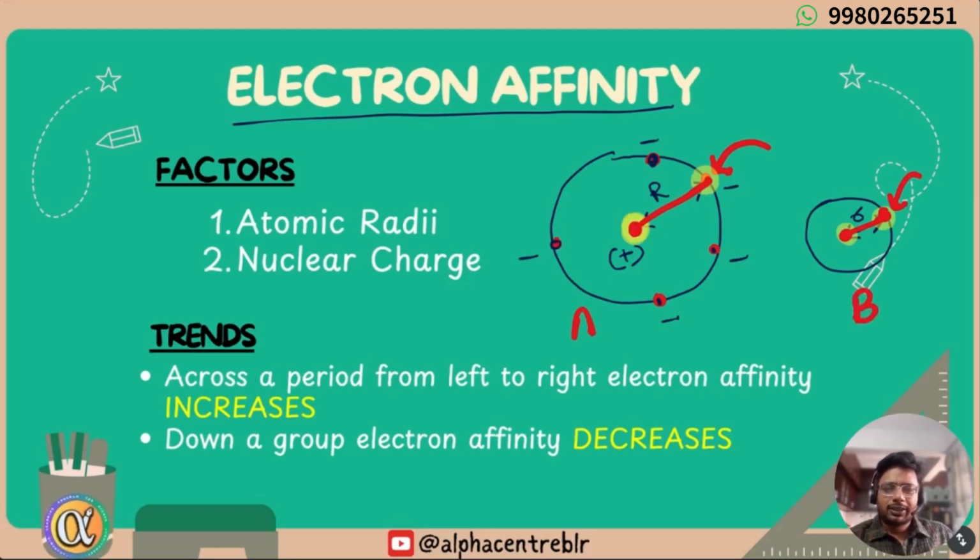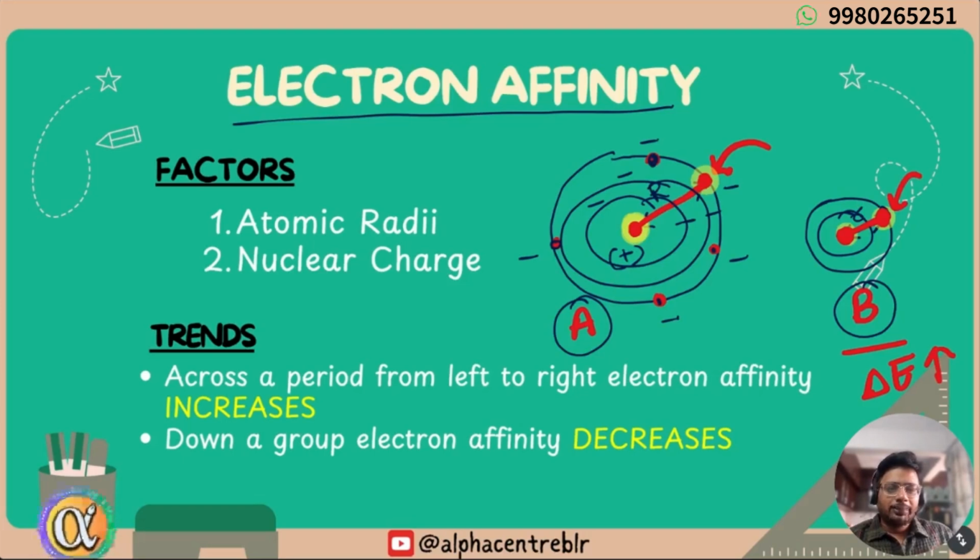Basic logic, right? The incoming electron is at a lesser distance and the positive likes negative. So if the electron is at lesser distance, there will be greater excitement. That means smaller atoms are more excited to gain an electron in comparison to larger ones.